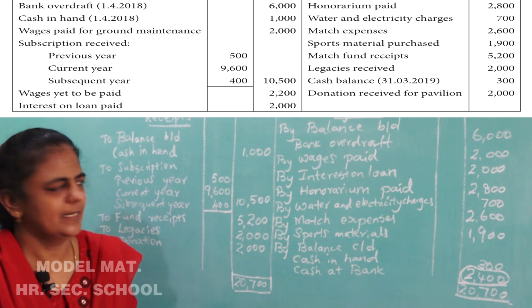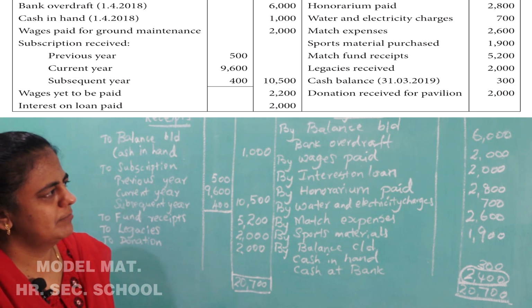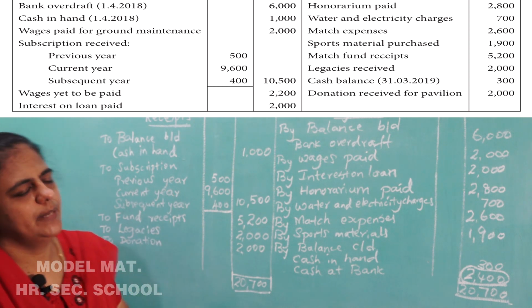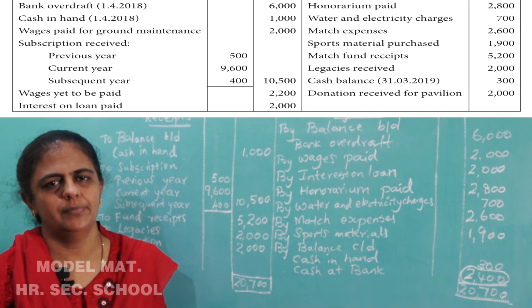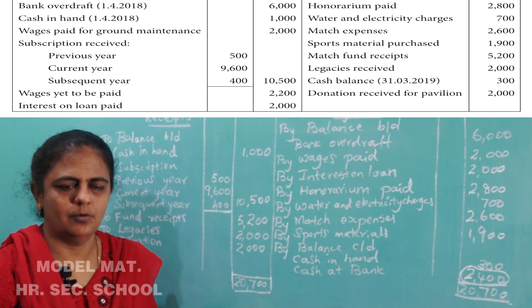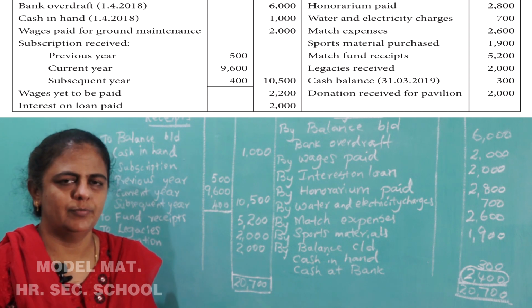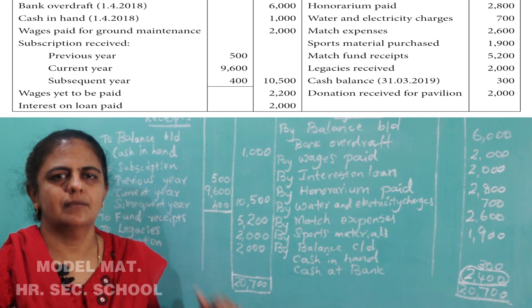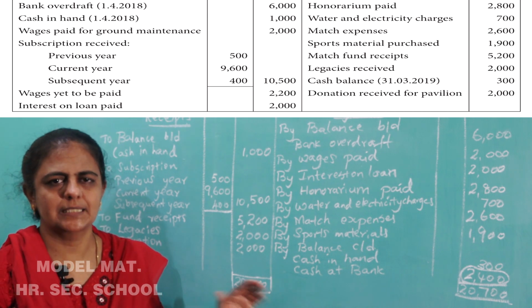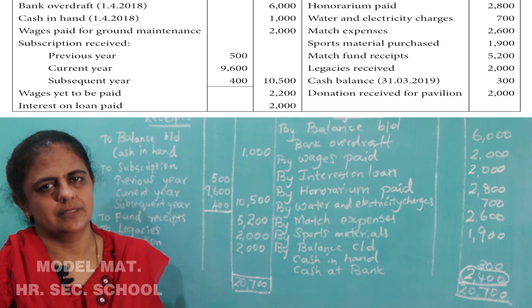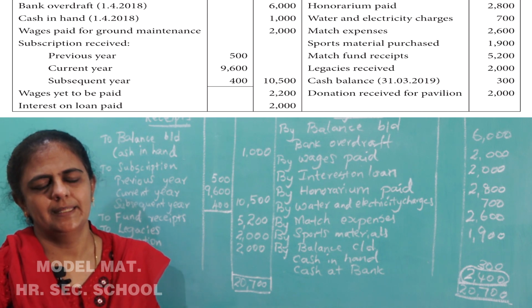Hope you understood, children. Only one thing you have to keep in mind: wages yet to be paid is an outstanding expense and a non-cash item, so it will not appear in the receipts and payments account. Not only wages outstanding, there are some other expenses also which are non-cash items. Those items should be excluded from the receipts and payments account. Hope you understood, children. Thank you.